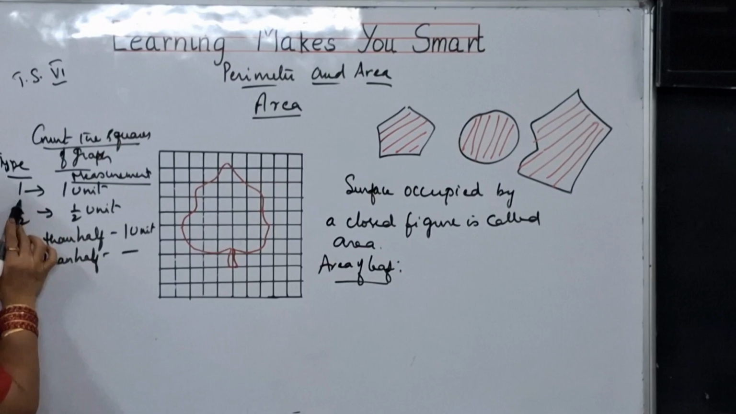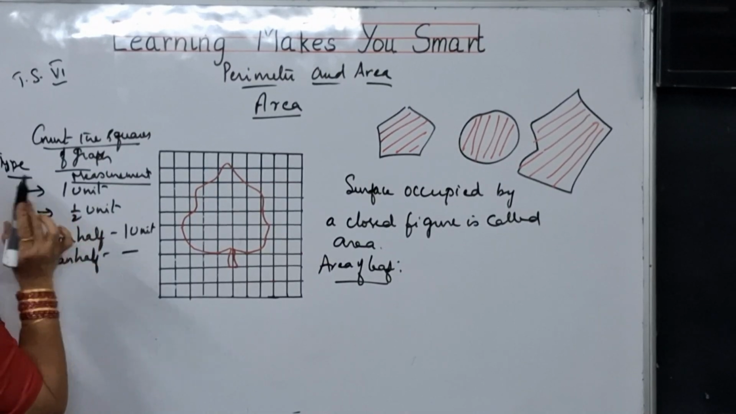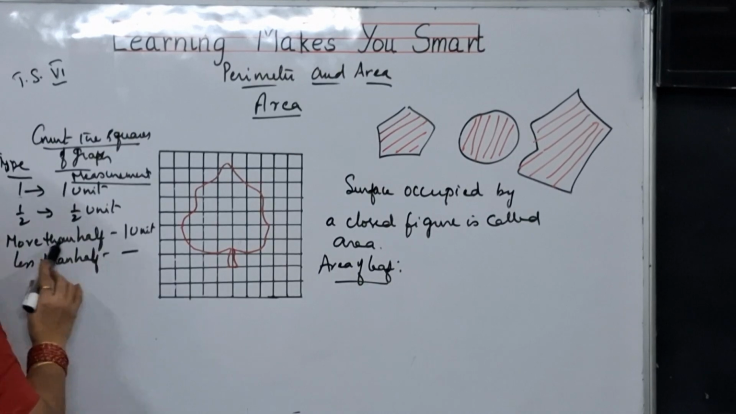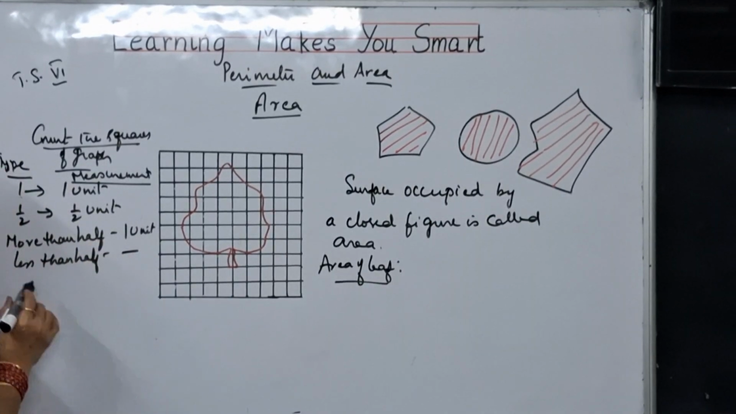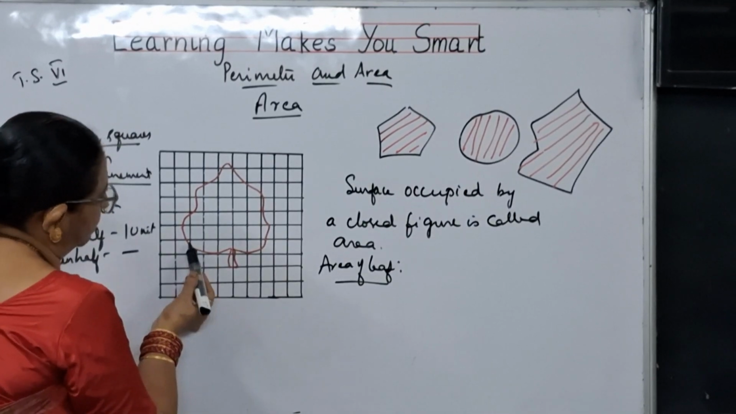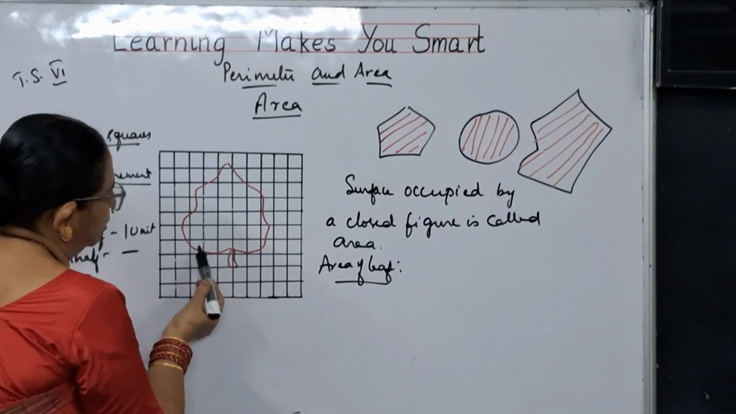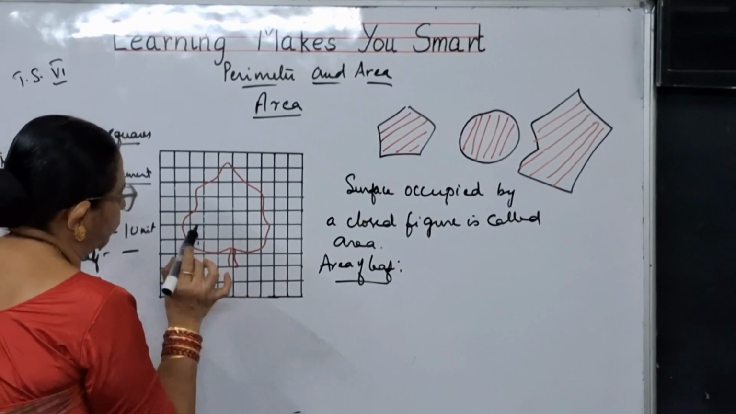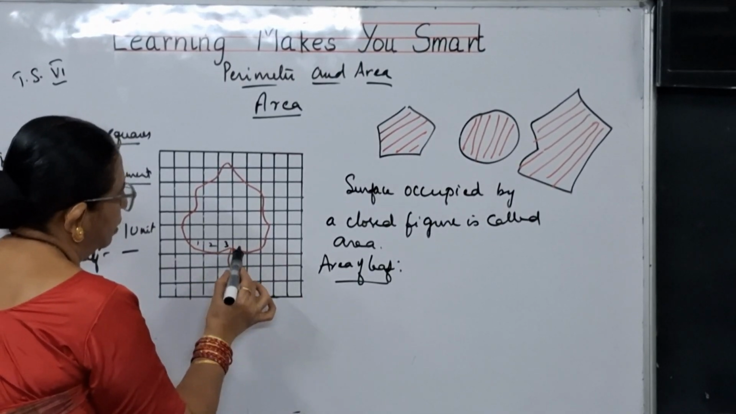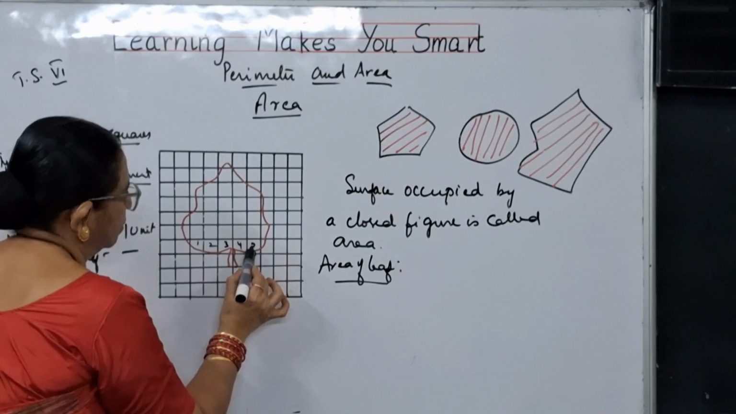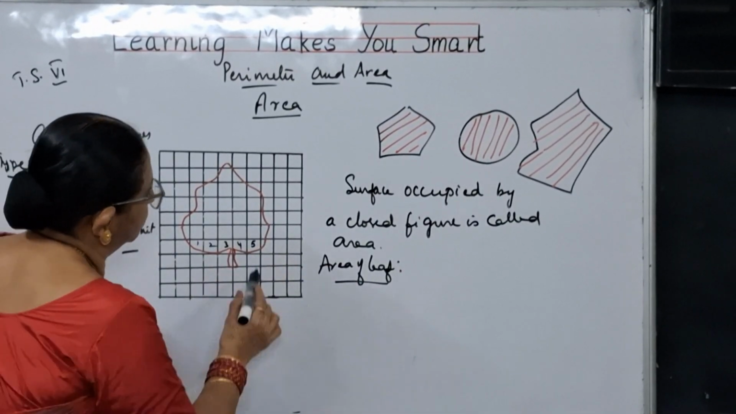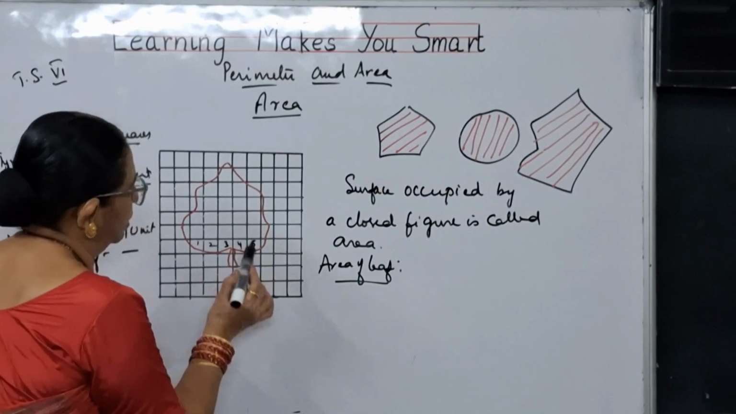If one square is totally completed, take it as 1 unit. If half is completed, take it as half unit. More than half should be considered as 1, less than half, nothing. So let me count here. See, this is less than half, I don't count. This is more than half, so I will count it as 1. This is the second one. This is the third one. This is the fourth one. This is the fifth one. I don't count this. This is less than half. This is also less than half.